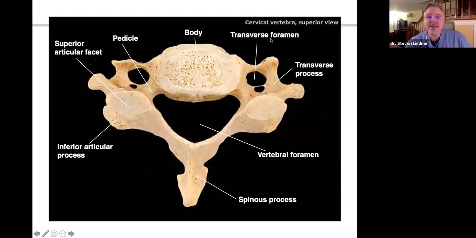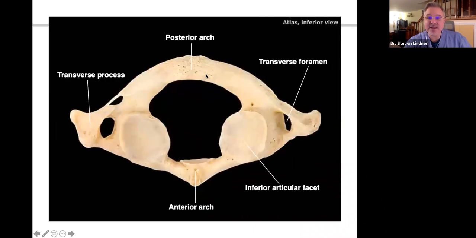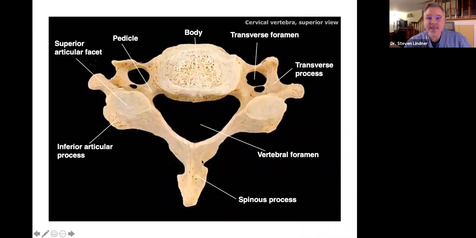When you look at a typical cervical vertebra, there's a vertebral body. We did not see a vertebral body here. But here, this is the posterior part and this is the anterior part, so the anterior has a vertebral body.